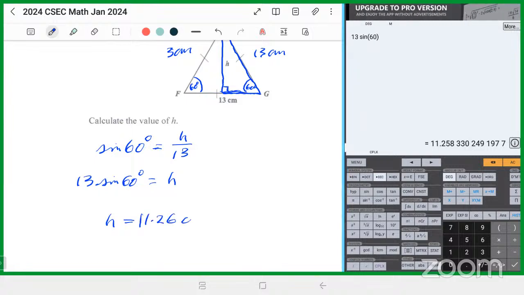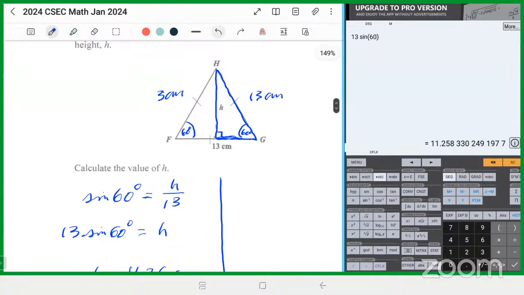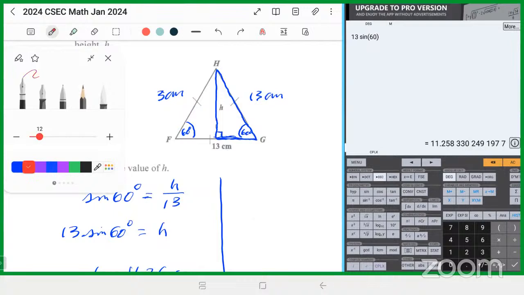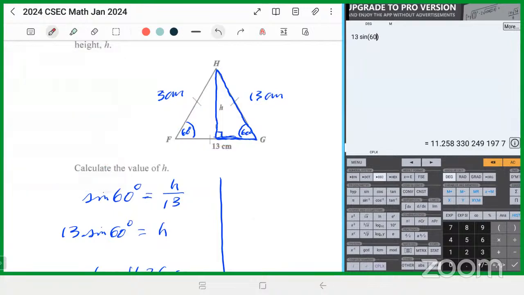11.26 centimeters. So doing it another way is to use Pythagoras' theorem now in this triangle. Now, what happens is that this line divides the base equally. And so, since the entire base is 13, this side right here is half of 13, which is 6.5 centimeters. And so we could have used Pythagoras' theorem now in that same blue triangle.